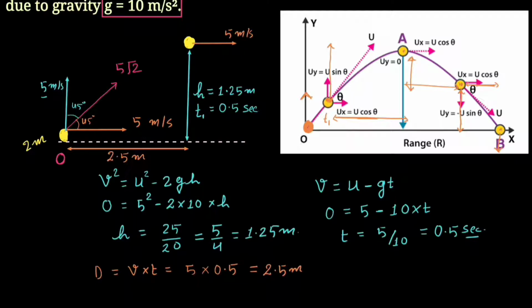So this scenario is before the splitting takes place. Now coming to the second part, this projectile has been split into two equal parts. So the mass of each part would be m.